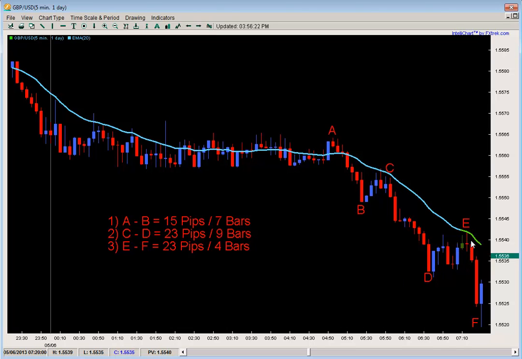Now, let's take a look at this last leg down. The 20 MA still holds on this one here, but let's look at E to F. You should notice that E to F is significantly different than C to D or A to B. How so? Well, E to F is only 4 bars, so it's less than half. It's about 45% of the largest move down, which was 9 bars, and it's about 60% of the 7 bar move.